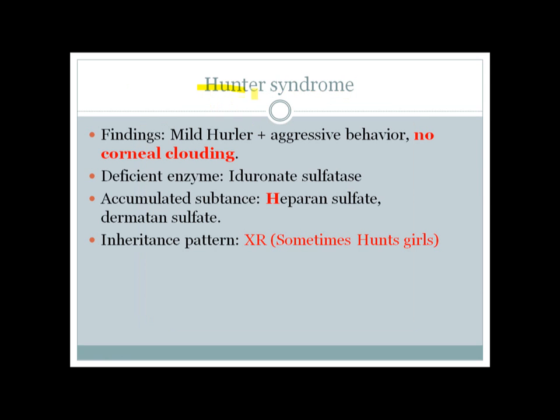Another important mucopolysaccharidosis is Hunter syndrome. So here you can see again the H, so the accumulated substance is heparan sulfate, H, and also dermatan sulfate, which is less important. And in case of Hunter syndrome, there will be features suggestive of Hurler syndrome, which will be mild. There will be aggressive behavior, because hunters have very aggressive behavior, Hunter syndrome, and the hunters can see very clearly, and that's why they don't have any corneal clouding. If you have corneal clouding, you might want to leave the profession of hunting. So you have to be very aggressive, and you have to have very clear distant vision. And the deficient enzyme in Hunter syndrome is iduronate sulfatase.